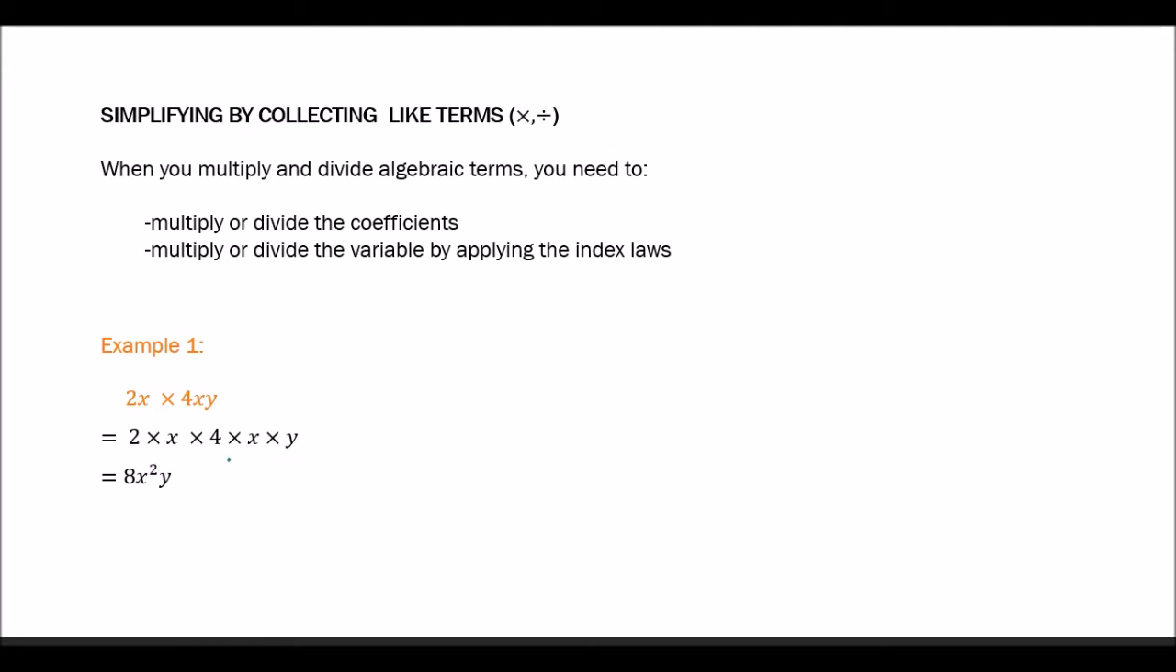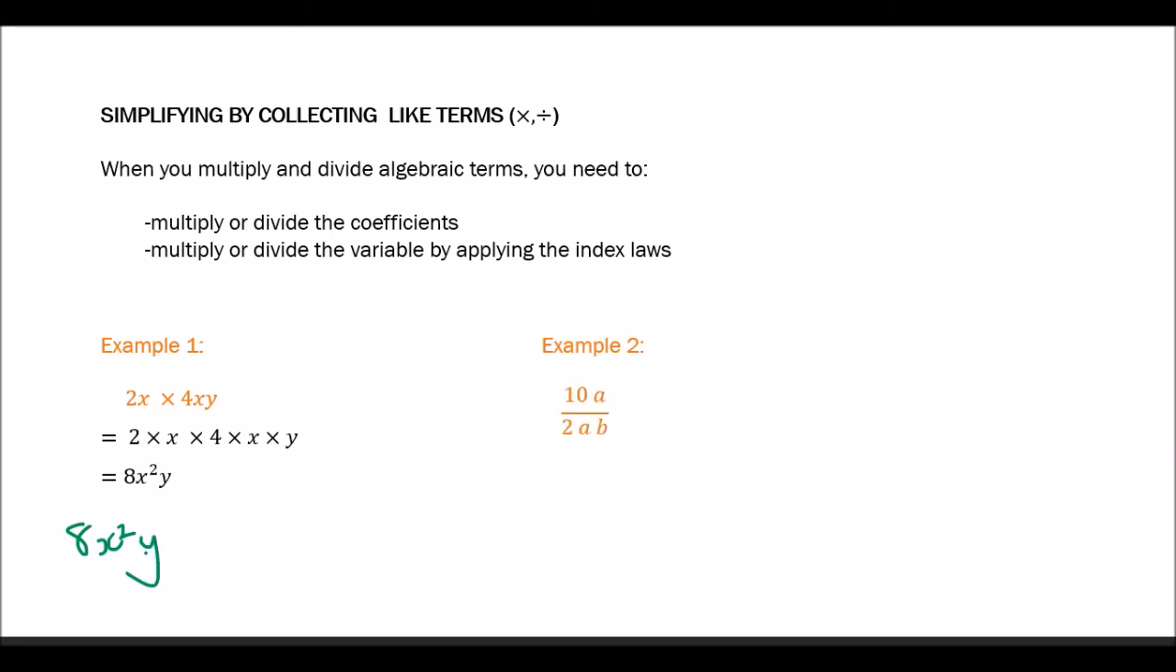So if I wanted to simplify this myself, you don't actually have to do this, but if it helps, please do it. Okay, all you can do is simply multiply the numbers together. So 2 times 4, you get 8. You see there's an x and an x, so that means when you multiply them together, you get an x squared, and then there's a y by itself. Alright, and you get the same answer.